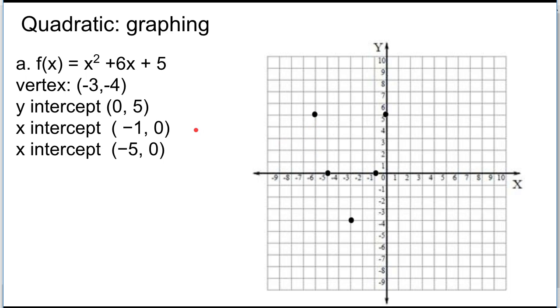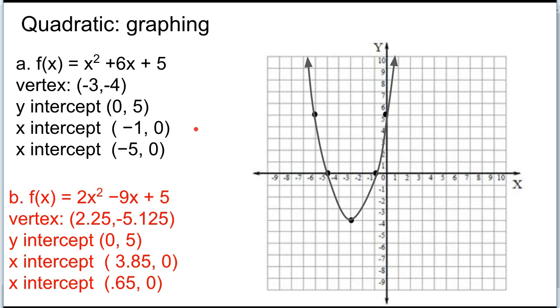If I can find these points, that gives me a lot of information about the graph, and then all I've got to do is color it in and fill in the gaps. Put an arrow on each end, and I've got a graph. So let's take a look at the other one we did.